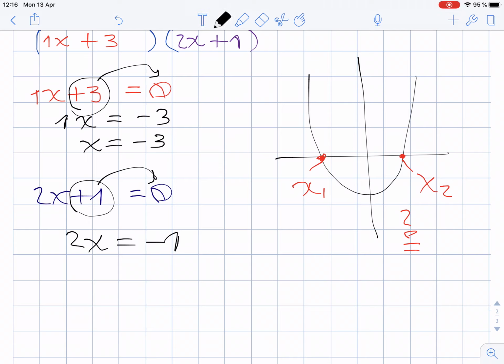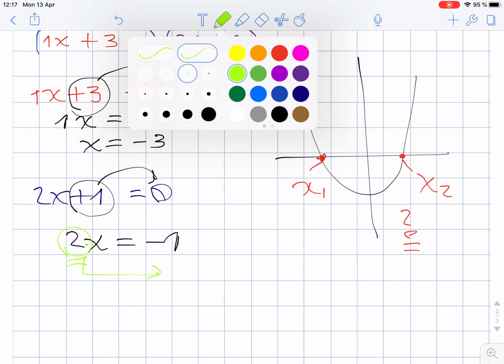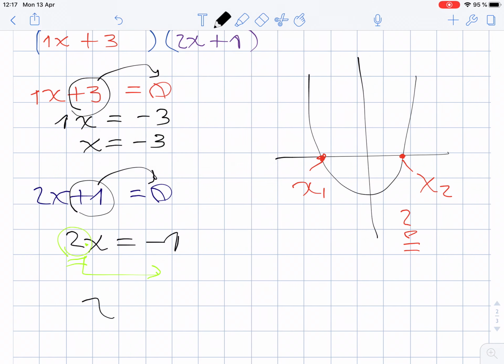And then in this case, we have a 2 that is multiplying the x and passes to divide the minus 1. Finally, the answer is x equals minus 1 divided by 2. And then we get the roots, the zeros, or the values for x. Okay?